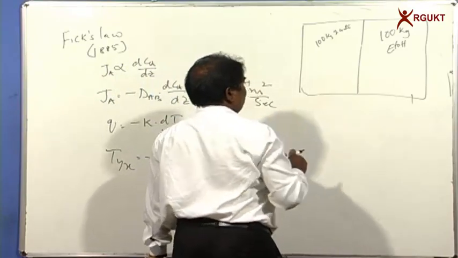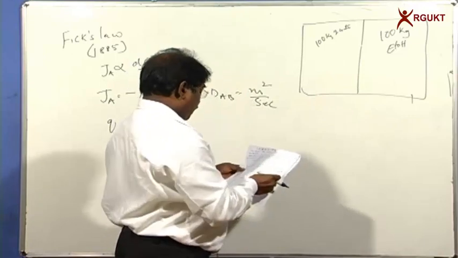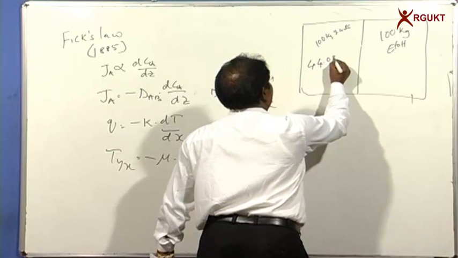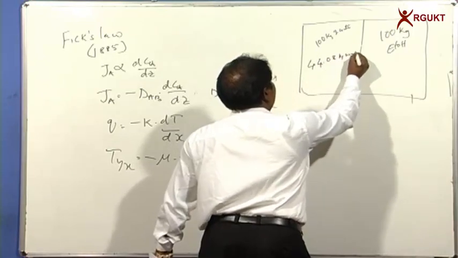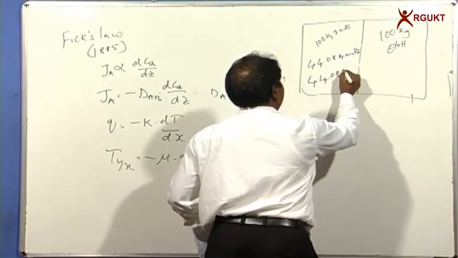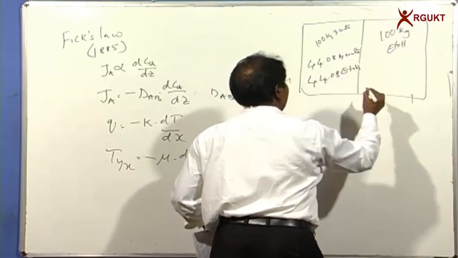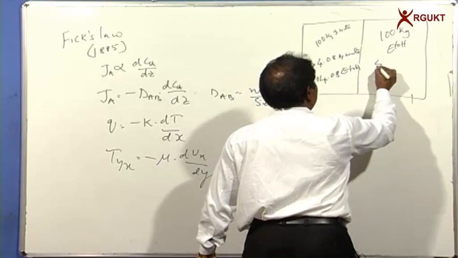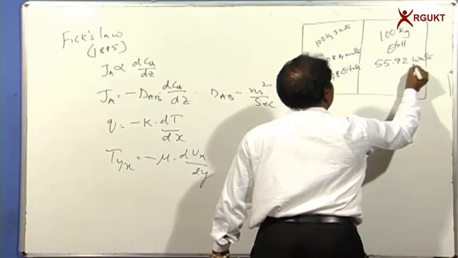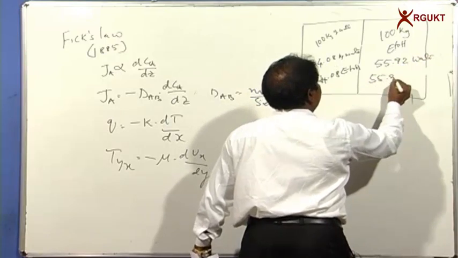Now after the end of the process, if you can see, there are 44.08 kgs of water here and 44.08 kgs of ethanol, whereas here there are 55.92 kgs of water and 55.92 kgs of ethanol.